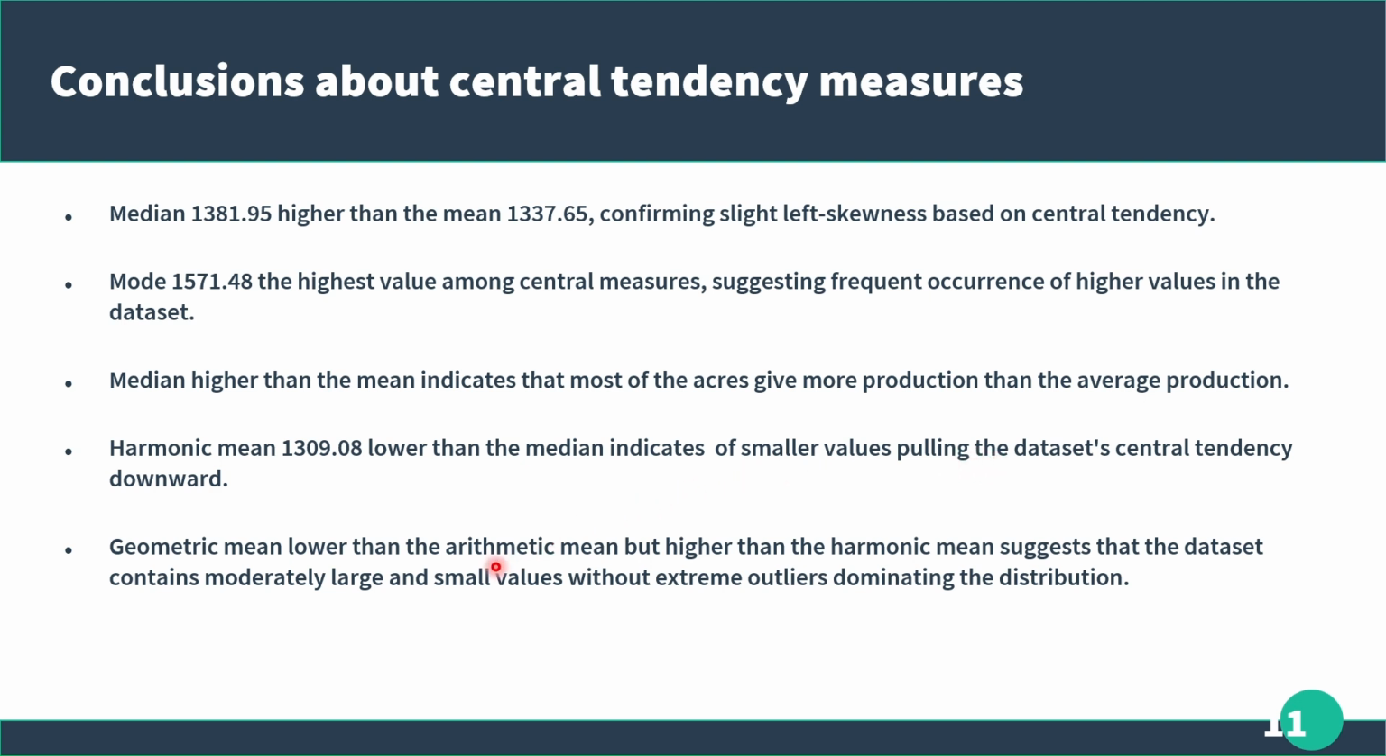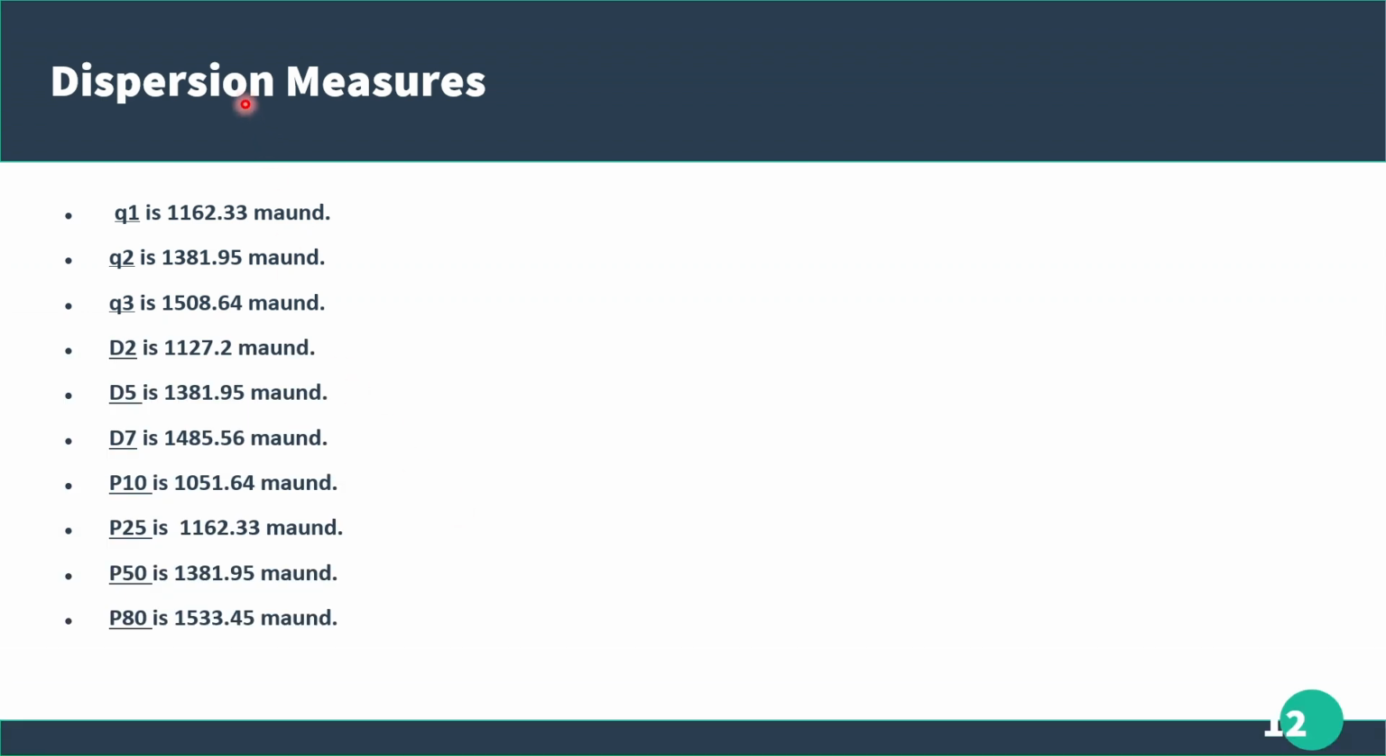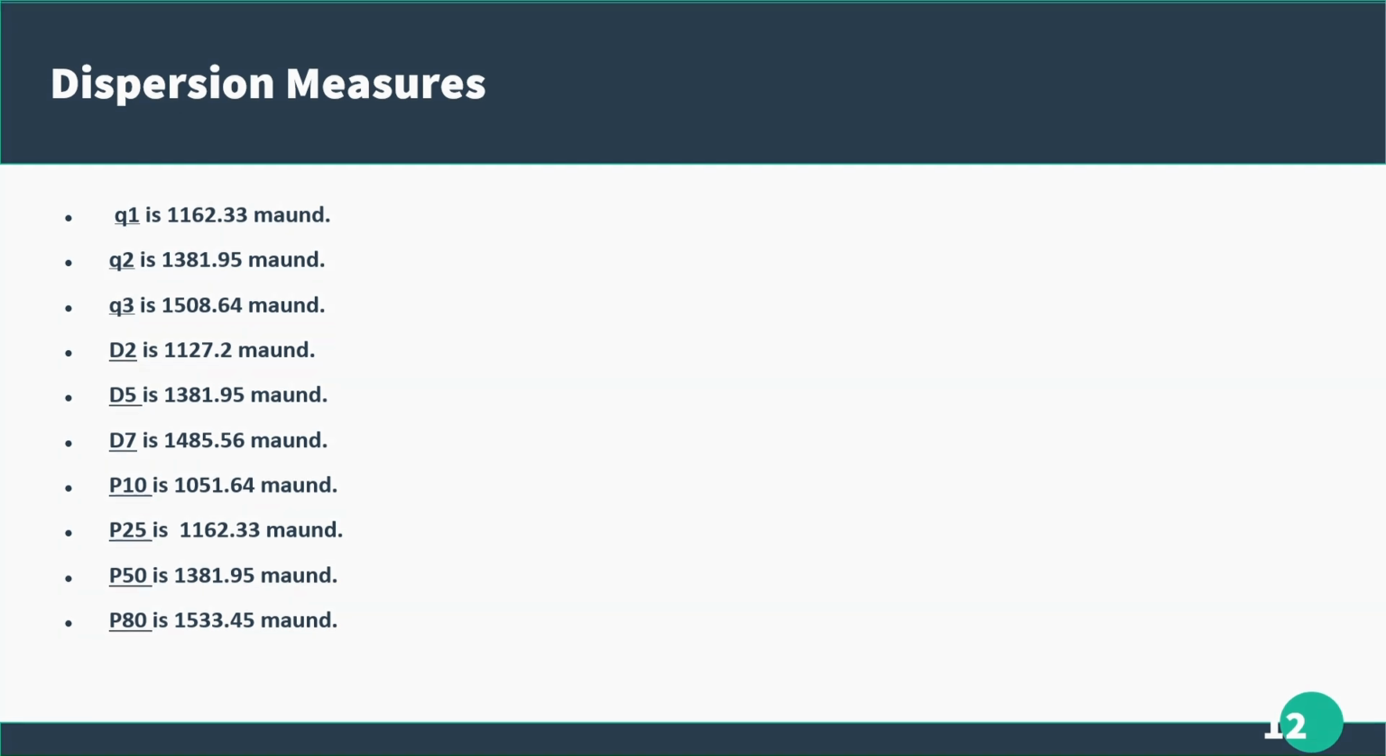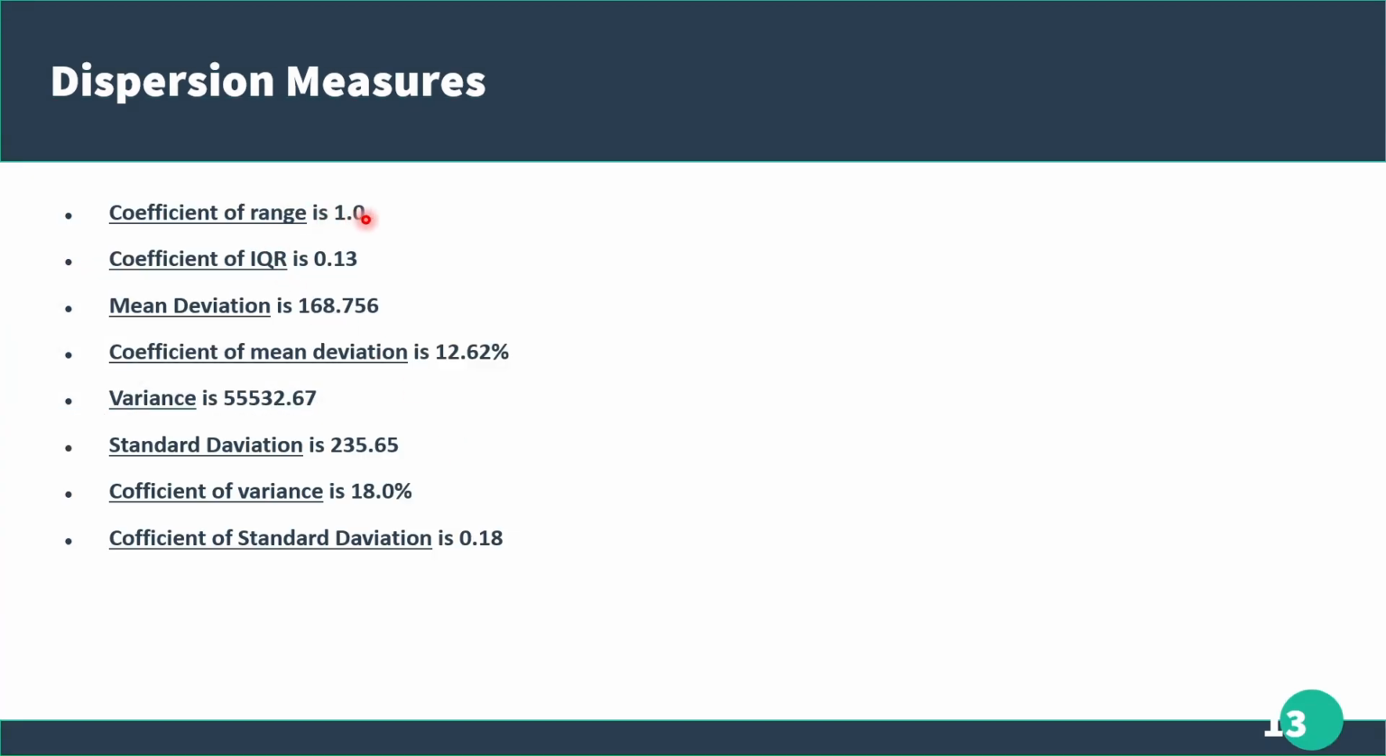Geometric mean, lower than the arithmetic mean but higher than the harmonic mean, suggests that the dataset contains moderately large and small values. Here we have the dispersion measures, which include Q1, Q2, which is quartile 1, quartile 2, deciles, and the percentiles. Here the coefficient of the range is 1.0, coefficient of the interquartile range is 0.13, mean deviation, variance, standard deviation, these are all the deviations, and coefficient of variation is 18%.